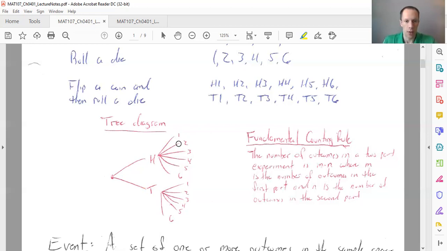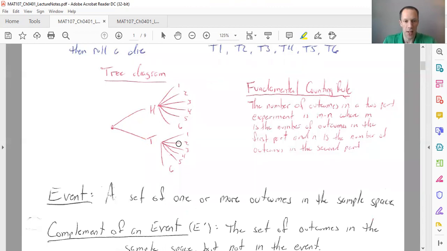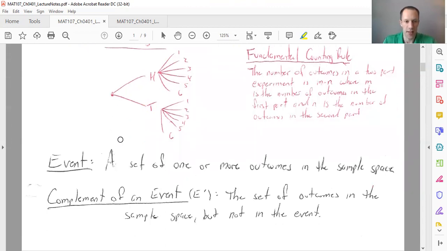Okay, so earlier I told you that probability is the chance of some event occurring. Now, what exactly is an event? Well, an event is going to be a set of one or more outcomes in the sample space that we're interested in. These are the things that would make us happy if we see them come up as a result. The complement of the event is going to be the set of outcomes in the sample space that are not in the event. They're in the sample space, but they're not in the event. In other words, they could happen, but we're really not interested in these things happening, or we're really not looking for these things to happen.